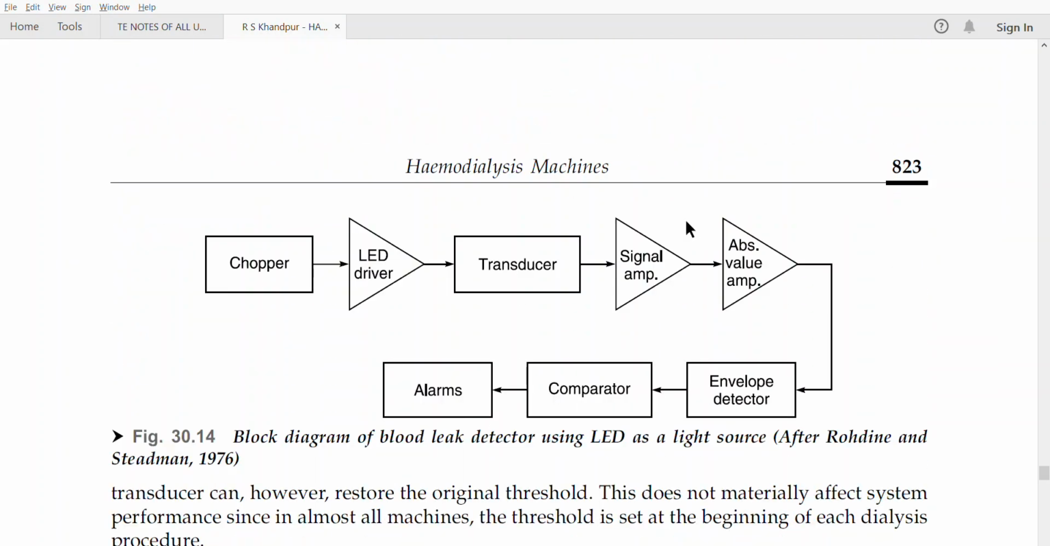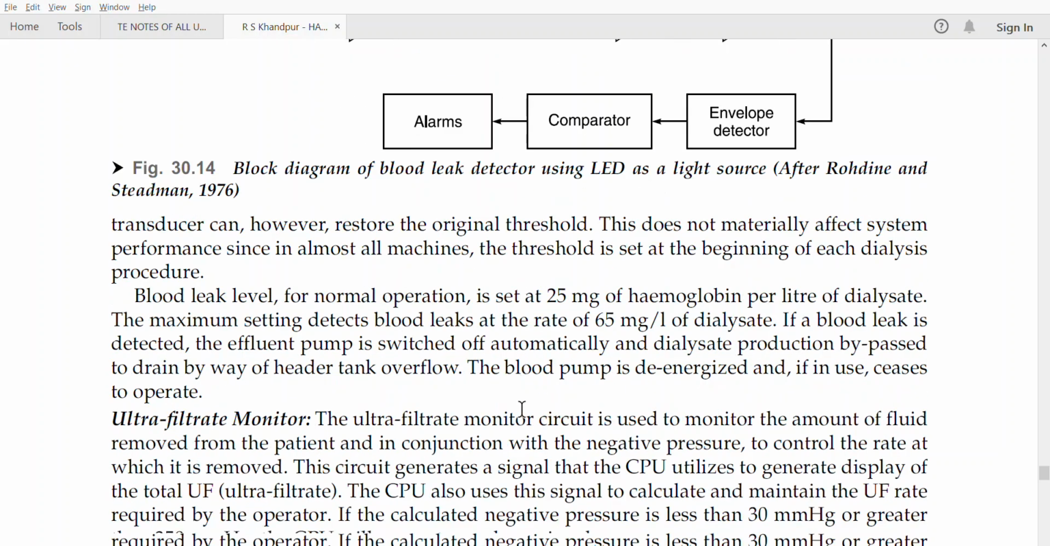The chain is: chopper, LED driver, transducer, signal amplification, absolute value amplification, envelope, comparator, and alarms. When the value is above a specific level, there will be an alarm.